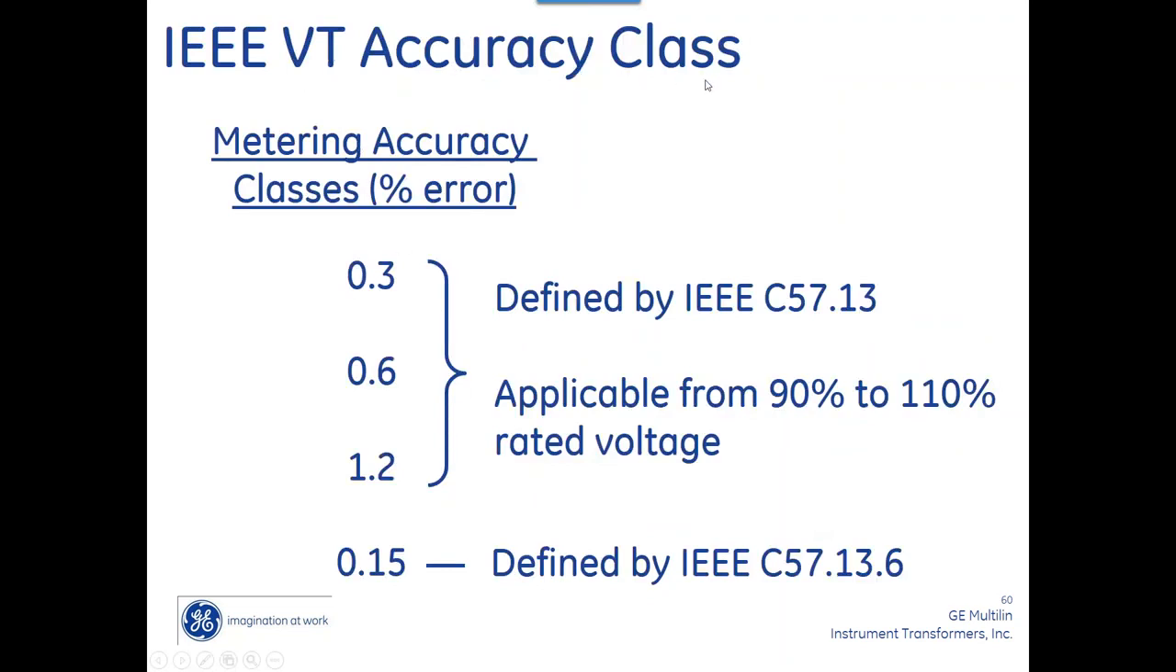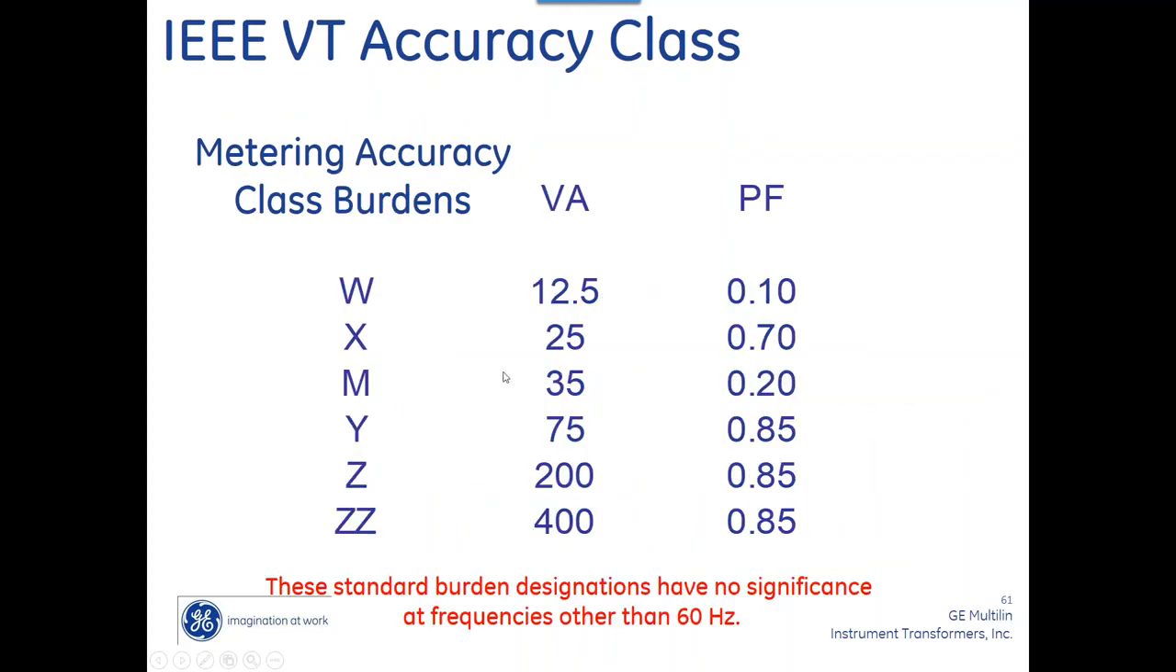There are VT accuracy ratings on VTs, 0.3, 0.6, 1.2, and 0.15. And they're all done by IEEE C57.13. They're designed to handle between 90 and 110% rated voltage. So that's the range they've got to work in.